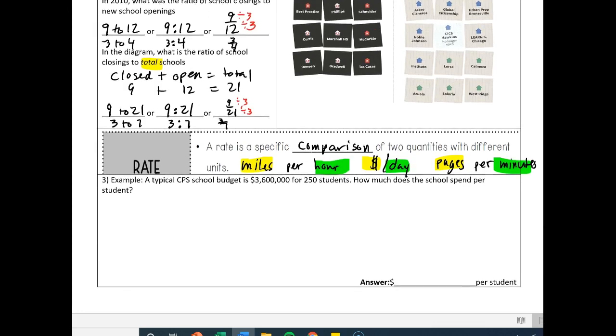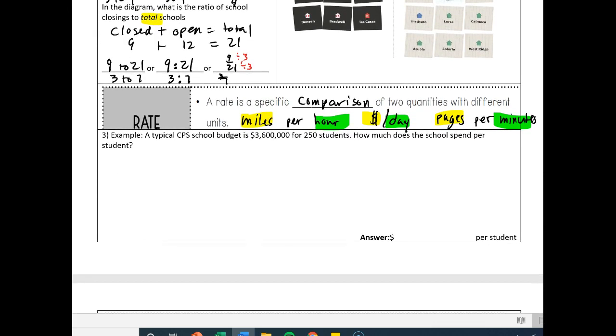So if you take a look at this, a typical CPS school budget allows for $3,600,000 for 250 students. This is not super accurate, but these are the numbers we're going to work with. How much does the school spend per student, right? We're trying to figure out what we're comparing. We're comparing money, right, and the cost per student, so students.